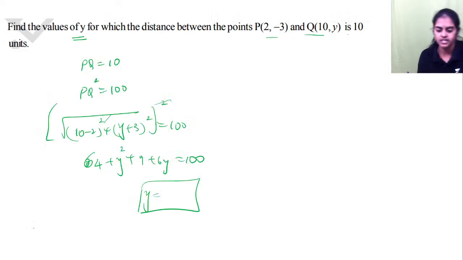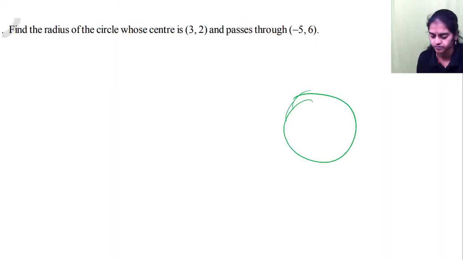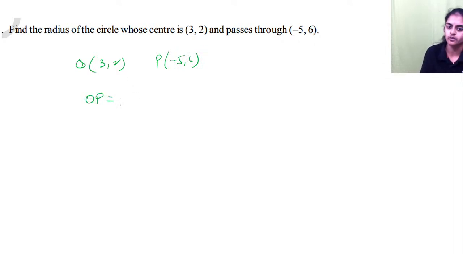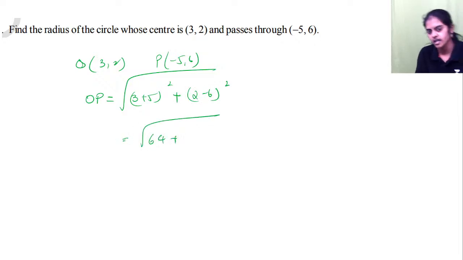What is given to you here? You need to find the radius whose center is given as (3, 2) and it passes through the point (-5, 6). Radius is nothing but the distance between the center and the point through which it is passing. So that is (3 + 5) whole square plus (2 - 6) whole square, which equals 8 square 64 plus (-4) whole square 16. So this is root 80 units.